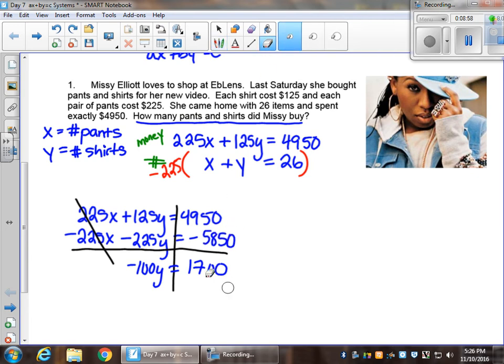And then 4,950 minus 5,850. Okay, there we go. So this equals negative 900.